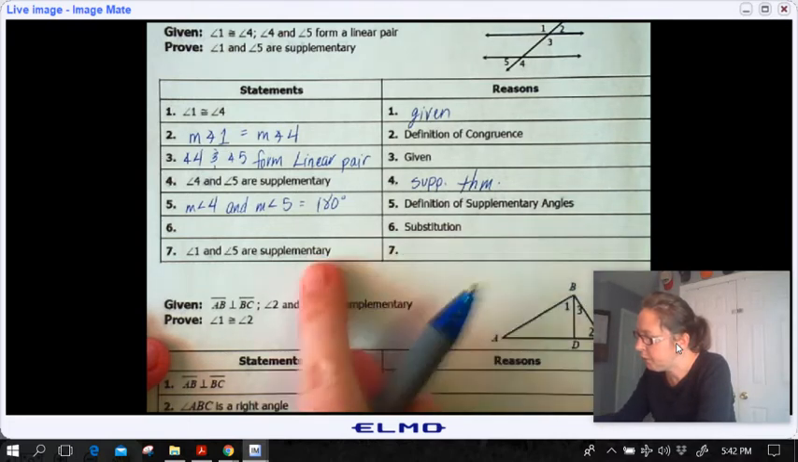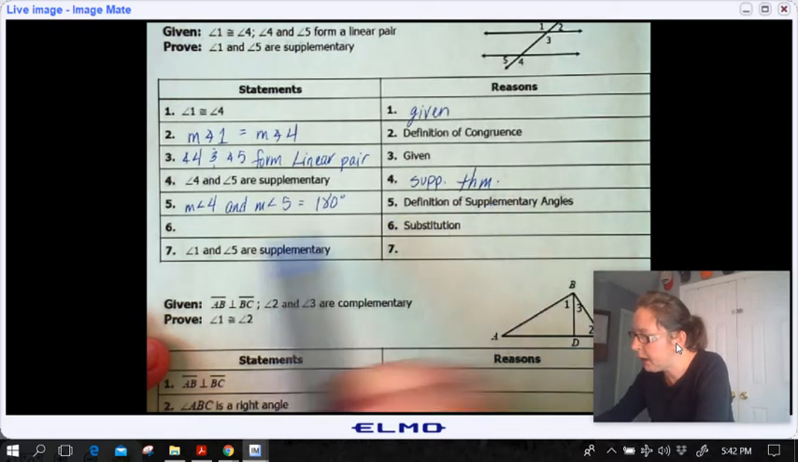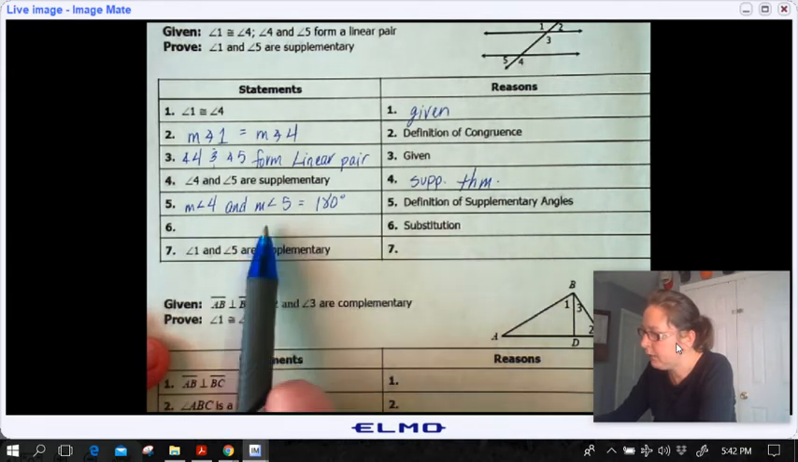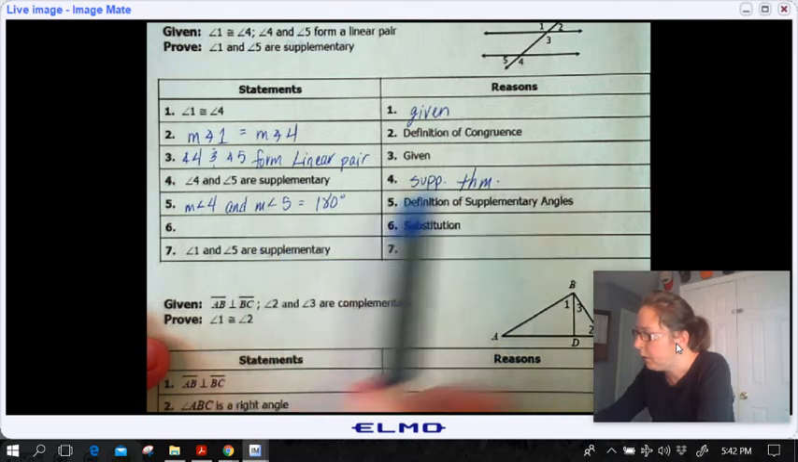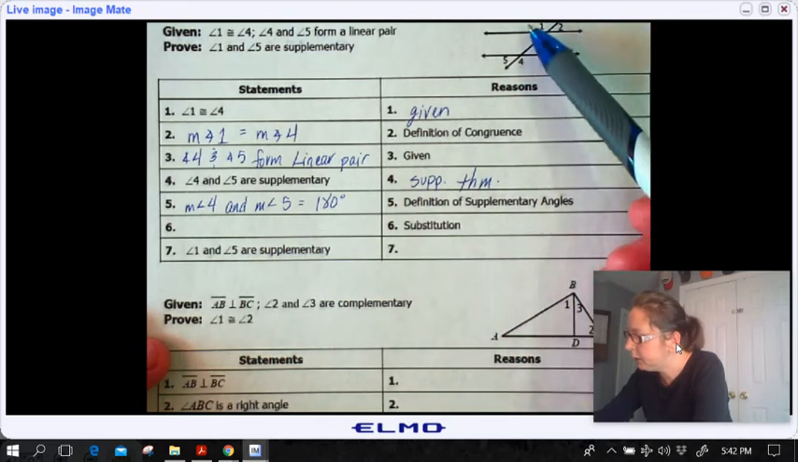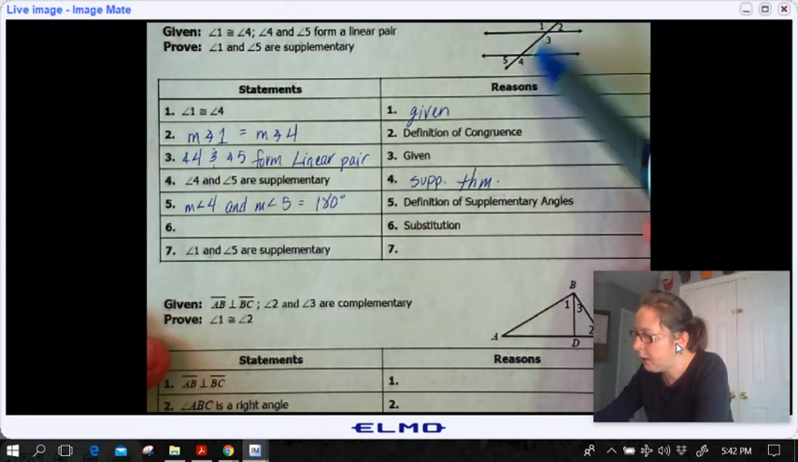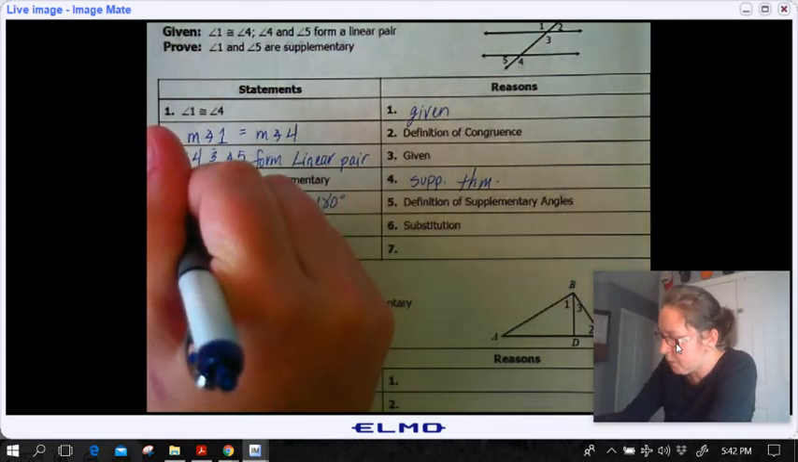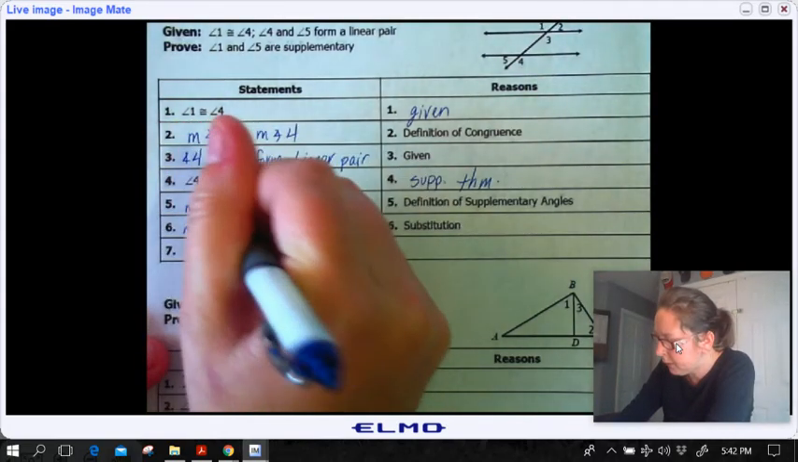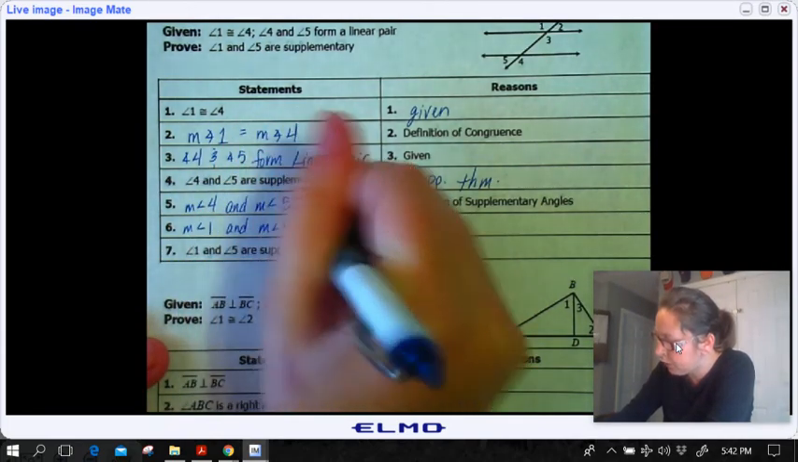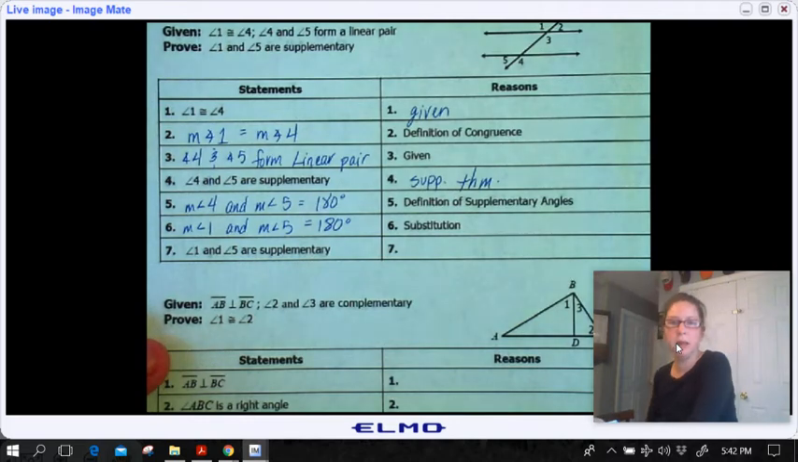The definition of supplementary angles, let's see, where am I? Okay, now by substitution, what can I say? Let's substitute some angles. So we know 1 is congruent to 4. And so if 1 is congruent to 4, then the measure of angle 1 and the measure of angle 5 also equal 180 degrees. Okay.